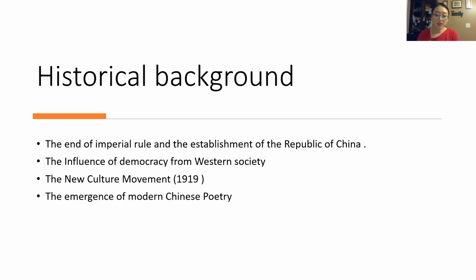So in the beginning of the 20th century, radical changes were happening in the Chinese political and social systems. Chinese art songs emerged as the result of these radical changes. The radical changes included the end of imperial rule and the establishment of the Republic of China, the influence of democracy from Western society, the new cultural movement, and the emergence of modern Chinese poetry.